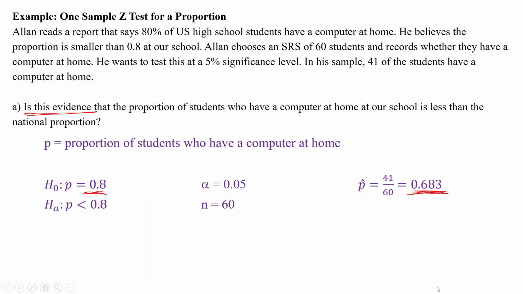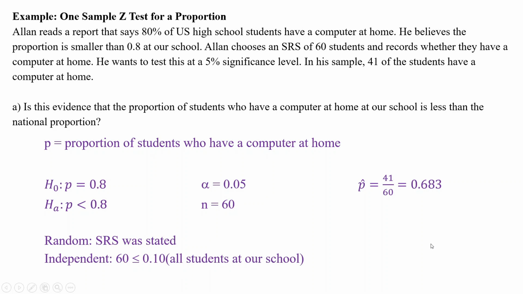That's communicate. Next up, we want our conditions, our 3 conditions that we know and love for proportions. Random. He took a random sample. An SRS was stated in the problem. He is good. That is checked. Independent is our 10% condition because he sampled. So 60 is less than 10% of all students at our school. That is good. Perfect. Independent condition is met. And our last one is our normal condition. And I used P naught here, okay, 0.8.